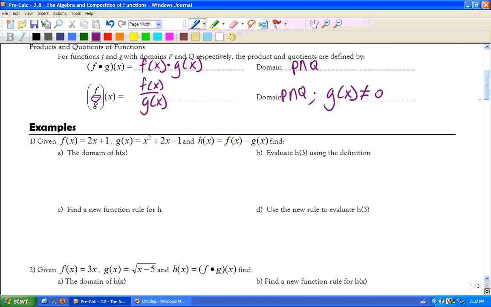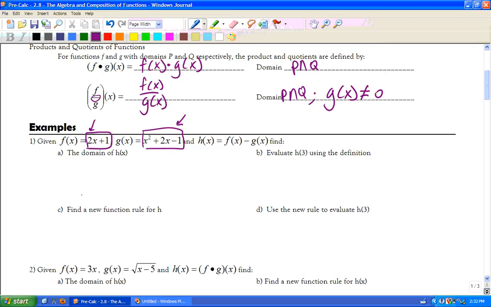Some examples. Given f of x equals 2x plus 1, g of x equals x squared plus 2x minus 1, and h of x is f of x minus g of x, we're trying to find a couple things. First of all, the domain of h of x. The domain of h of x is going to be the intersection of the domain of f of x and the domain of g of x.